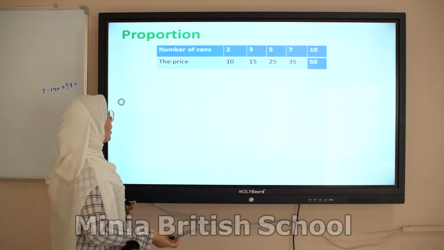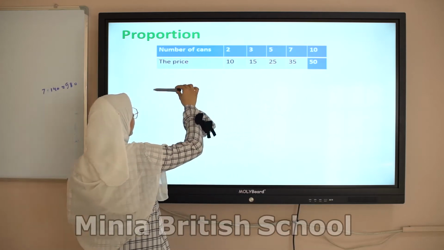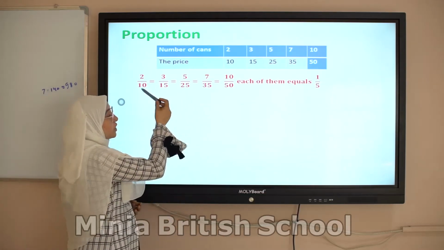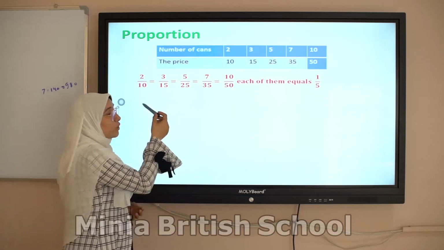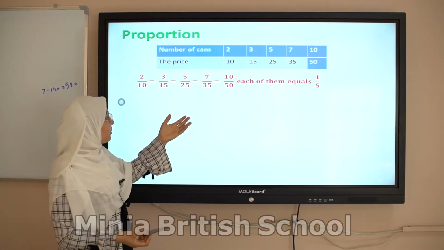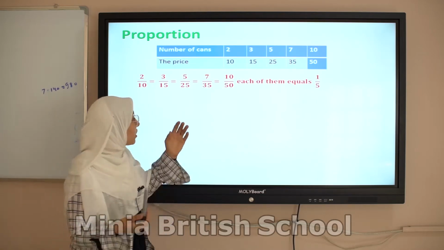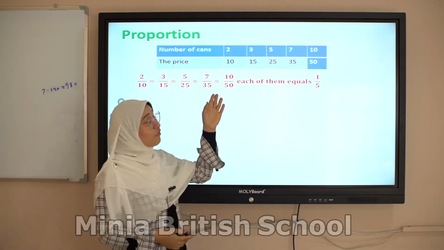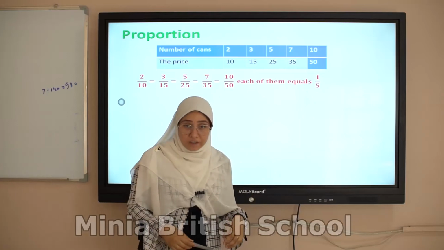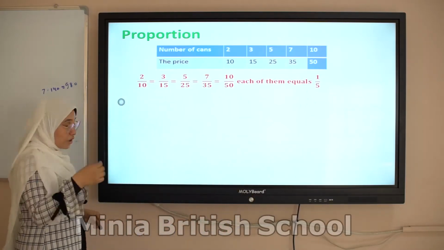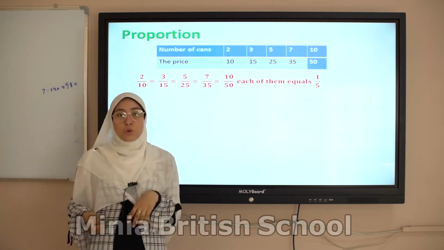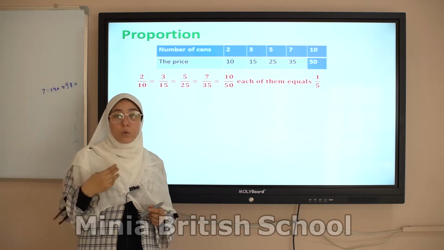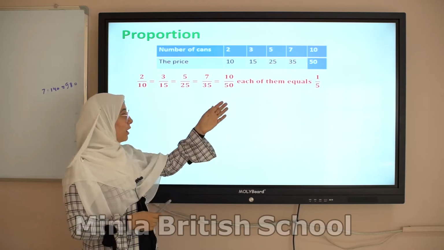Now we can write these values in the rational form, like 2 to 10 equals 3 to 15 equals 5 over 25 equals 7 over 35 equals 10 to 50. When we simplify it, we note each of them equals 1 over 5, okay? Equal ratios. So what is the meaning of proportion? Proportion is the equality of 2 ratios or more, like this, okay?